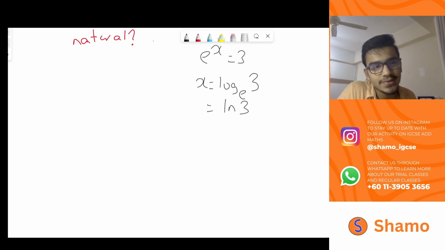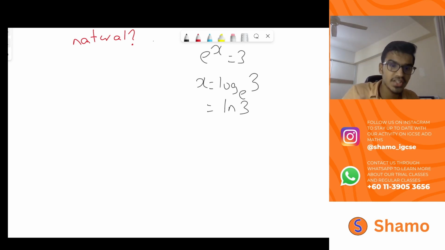Okay, so there are a lot of theories on this. Not theories, there are a lot of ways in which I can justify why it's called natural. Okay, and if you want, I can do another video on this. Okay, but I will give you one of the ways and a very quick and brief explanation on why you can say it's natural.